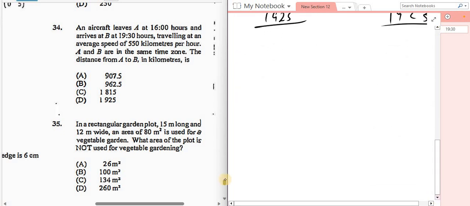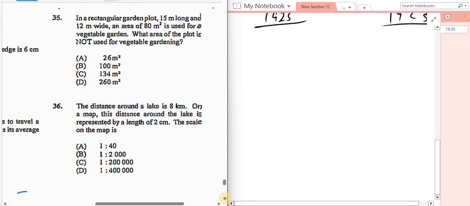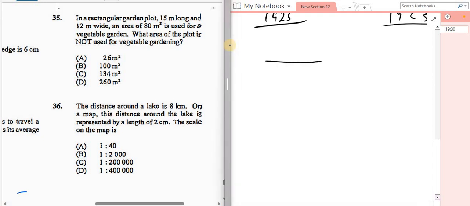Okay, the last one. We're not going any further than this. 35. In a rectangular garden plot, 15 meters long, how wide? 12 meters, right? And what's the area? Oh, an area of 80 meters is used. What area of the plot is not used for vegetation? That's easy. So we assume that this part here is 80, right? 80 meters squared. What is this part here that's not used for vegetable gardening? Still grassy. Well, we can find the area of 15 times 12.